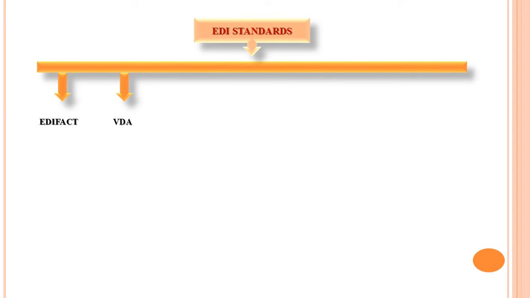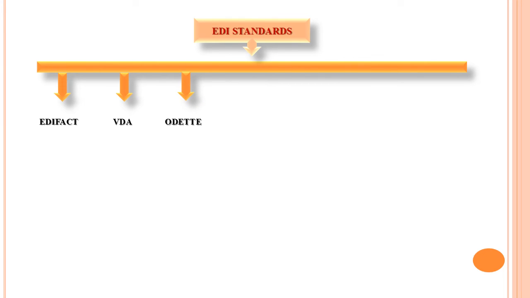Second is VDA, which stands for Verband der Automobilindustrie. It is a German automotive EDI standard widely used by German automobile companies for the transfer of their business documents. This EDI standard was very popular in Germany. Though they do not contain all the characteristics of a typical EDI message, the UK automobile supply industry accepted it.